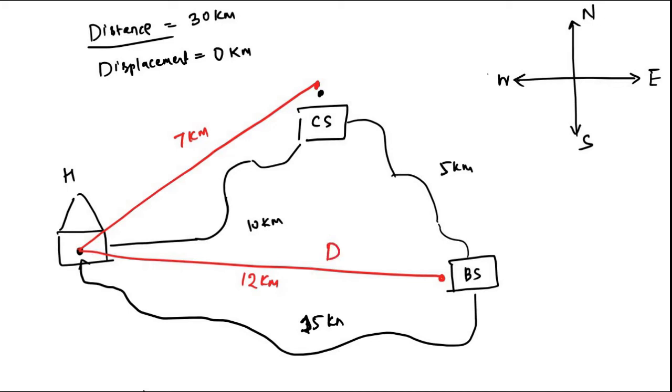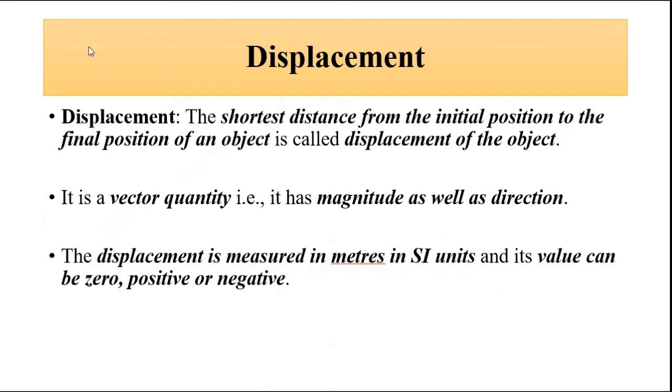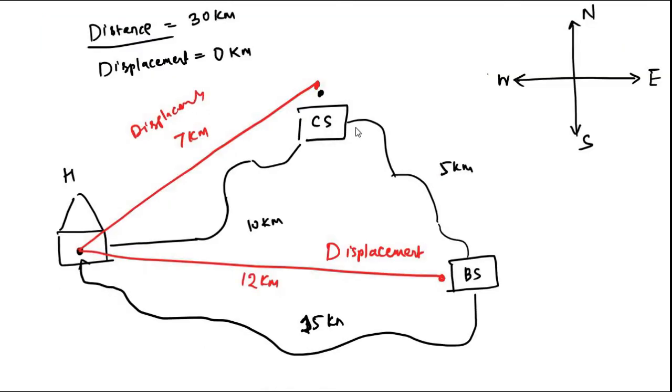These red lines are displacement, the shortest path, the shortest distance connecting the initial and final points, a straightforward path. This is displacement. But these black curved paths are all distance. This is distance, this is distance, this is distance. And when you finally reach the house, the net displacement is 0.